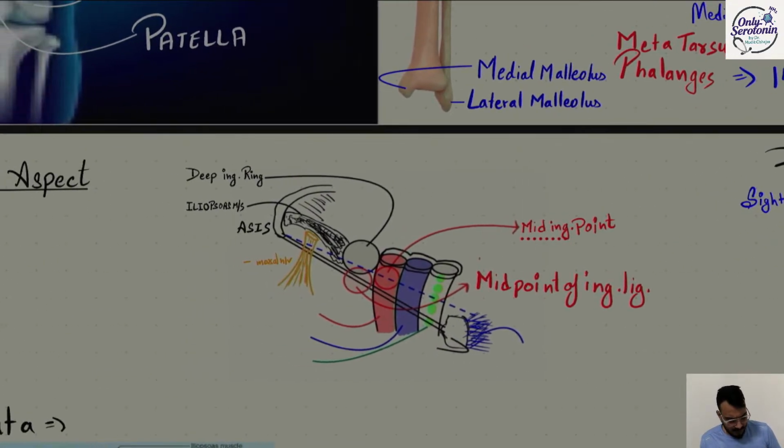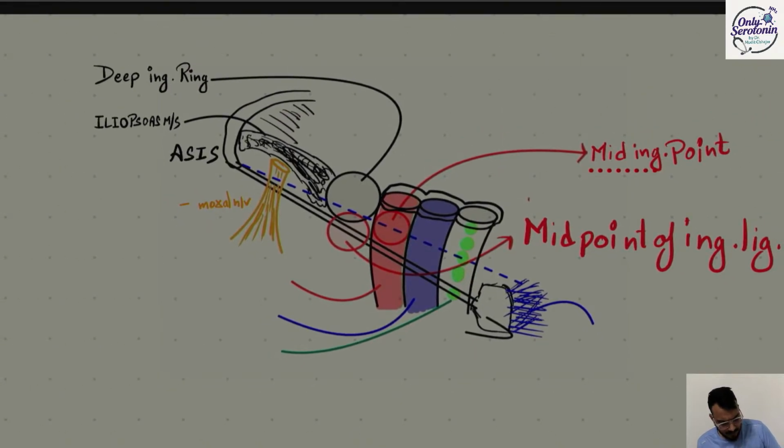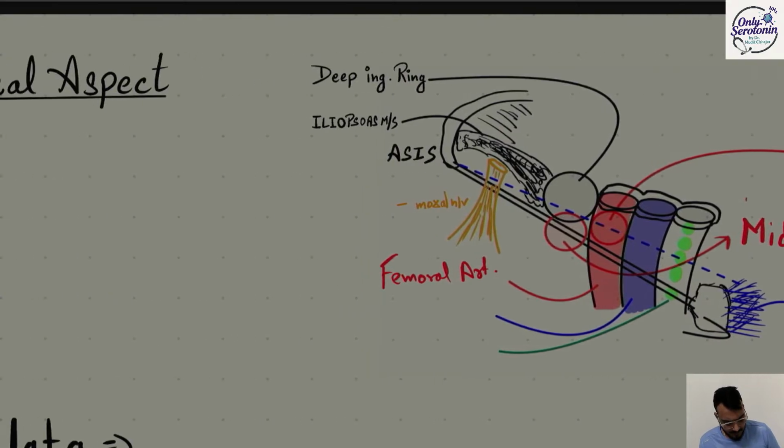Second is the midpoint of the inguinal ligament. Just below the midpoint of the inguinal ligament, we have this structure. What is this, guys? This is your femoral artery. And this femoral artery is very important. Why is this femoral artery important? Because from this femoral artery, we are going to do some clinical procedures.